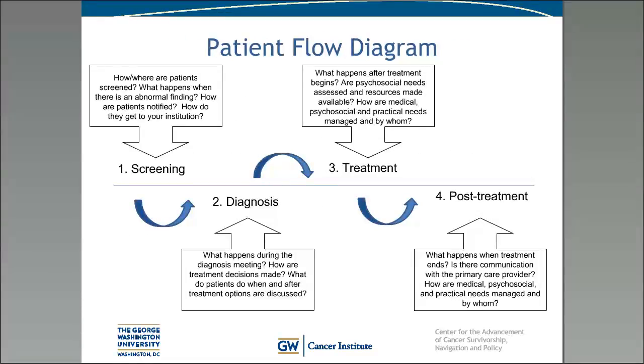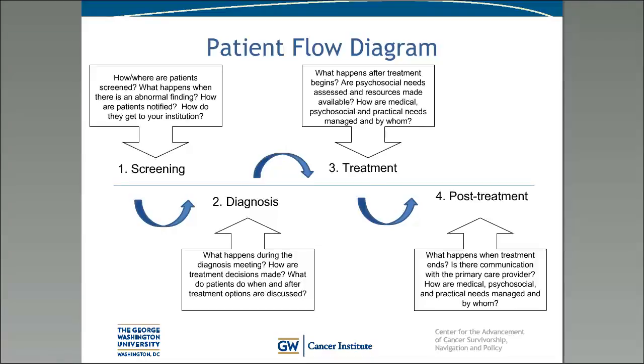So this is just one way to think about a flow diagram. There's no right or wrong way to do it. And the intent of this image is just to get you thinking about what's happening at various points in the continuum. So, for example, in screening, how or where are patients screened? What happens if there's an abnormal finding? How do they get notified? How do they get to your institution?